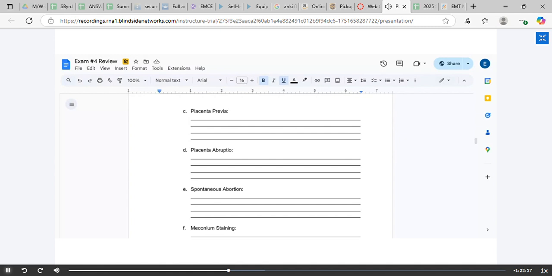The next one on your list is placenta abruptio, or abruptio placenta. This is when the placenta separates prematurely from the uterine wall. This will be painful. It's actually quite painful. Your patient will be experiencing severe pain, and they're basically going to be telling you it feels like there's a tearing sensation inside of them. Okay. And when this occurs, your patient is losing blood volume. And so your patient will have signs of shock.